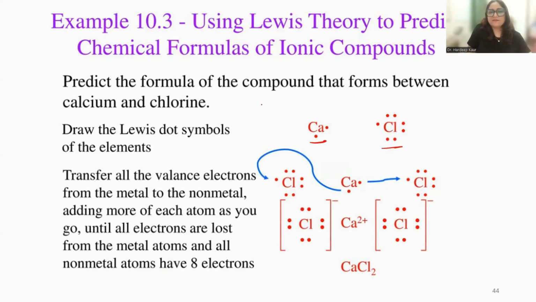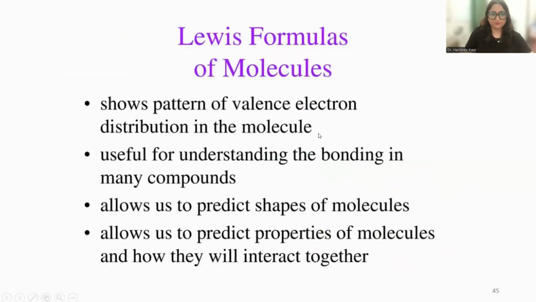Okay, calcium has 2 electrons, and how many electrons can it give? 2 electrons. So 2 chlorine atoms can combine. So it is CaCl2. So Lewis formulas of a molecule show the pattern of valence electron distribution of the molecule. It is useful for understanding the bonding in many compounds. It allows us to predict the shape of the molecule and also to predict the properties of the molecules and how they interact with each other and make bonds.